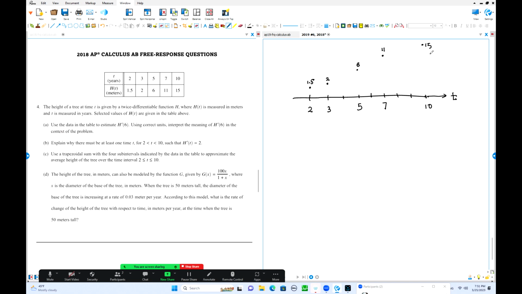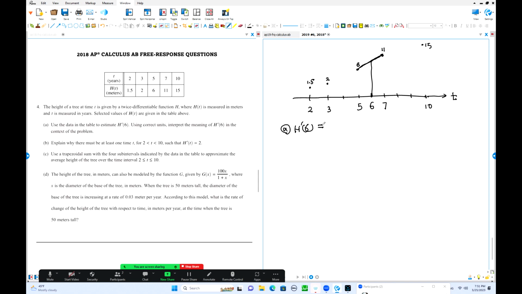That's the point. All right, use the data in the table to estimate h prime of 6. Where is 6? It is over there, right? But there's no data over here. So our definition is what? f prime is the slope of this line. So we approximate 6 in the middle of it, right? h prime of 6 is equal to the slope between these 2 points.